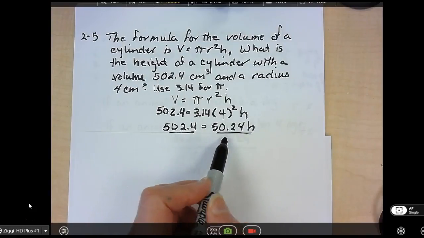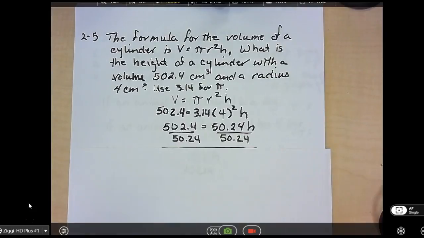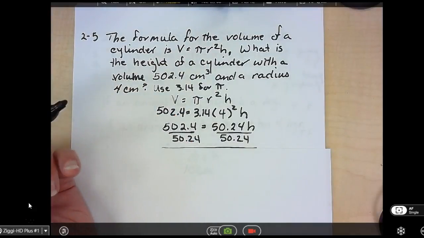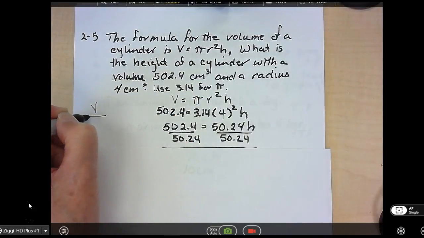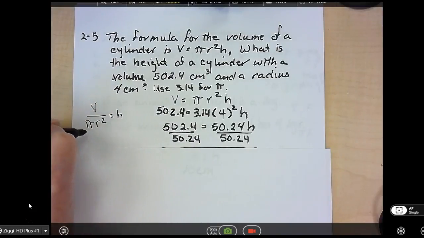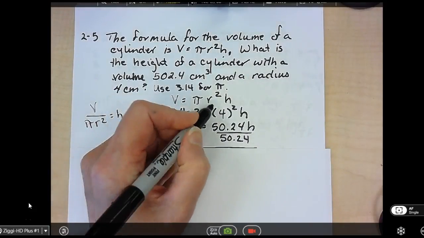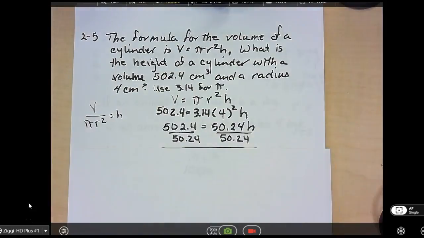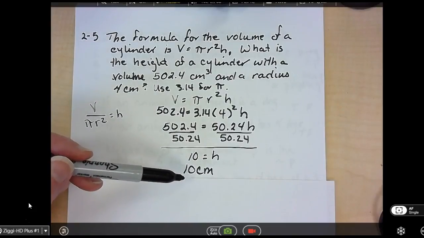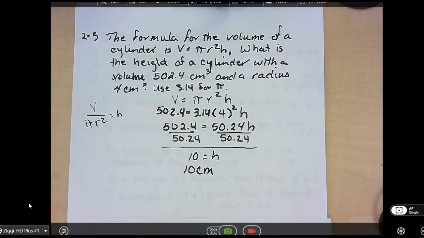So now to solve for h, I divide both sides by 50.24. Again, this is why I don't solve originally for the variable. It would be V divided by pi radius squared equals the h. And that looks really confusing. It's just easier to substitute all your values in, simplify, and then solve for the variable. And when I solve for the variable, 502.4 divided by 50.24 is 10. So there would be 10 centimeters for my height. And that's your examples for 2.4 and 2.5.